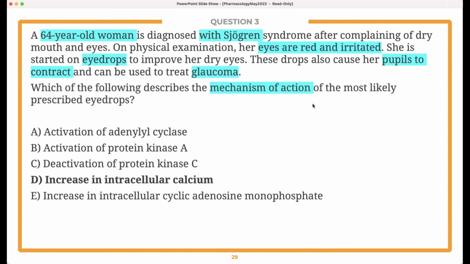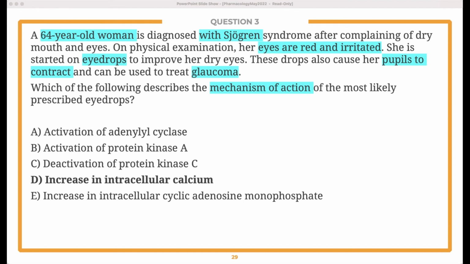Whenever you see them say you're trying to fix dryness, always think about cholinergics and anticholinergics. Remember that anticholinergics cause you to be dry, so cholinergics are the opposite. Cholinergics work on muscarinic receptors. The drug here is pilocarpine. And when you saw the muscarinic receptors, type 1, type 2, type 3, just remember QIQ. Anytime you see a G protein Q-type receptor, think increase in intracellular calcium. So that's why answer choice D is correct.